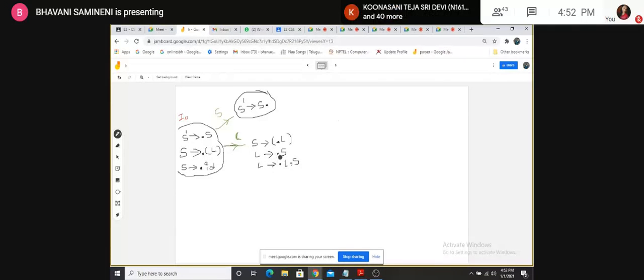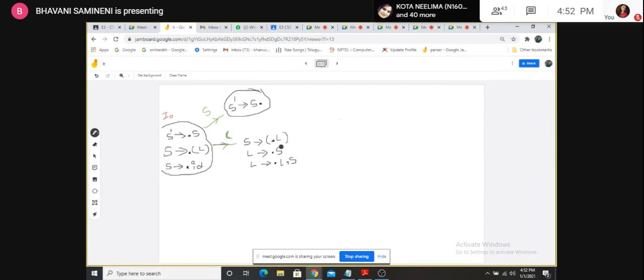And see here, this is the newly added production, and after that we are having S here. So we have to include the S productions again. So what are the S productions? These two are the S productions, so include the S productions again. Means you have to cross check this way for every newly added production: S derives open parenthesis L close parenthesis, and S derives id. So we have added these two productions with respect to this production, right?